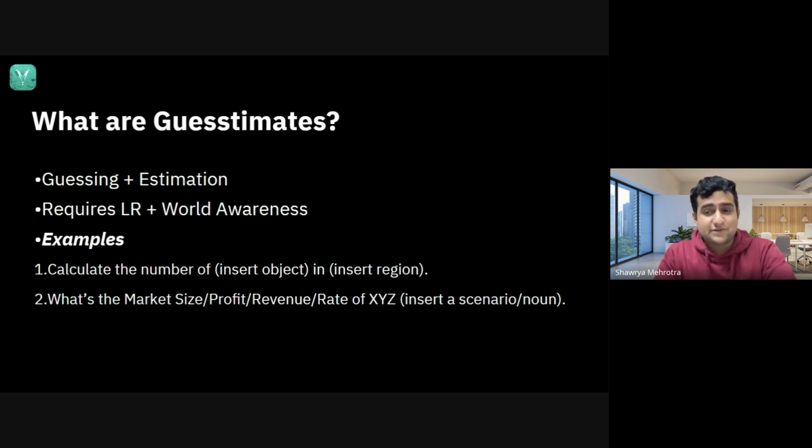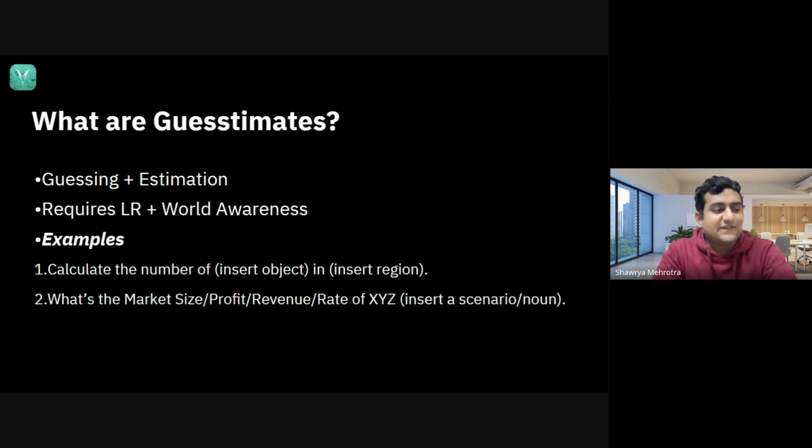There is actually no limit to the number of guesstimate questions that you can make, which is very similar to math questions at the end of the day. There are infinite questions that can be made. What's the market size, profit, revenue, or rate of XYZ? You would notice that a lot of mathematical concepts are being tested in guesstimates with the second format as well. What's the market size of, I don't know, roses in Pakistan? Yeah, I think that sounds like a real guesstimate question.